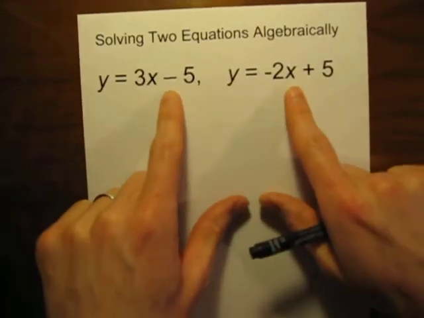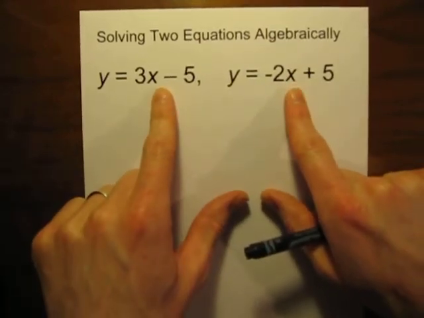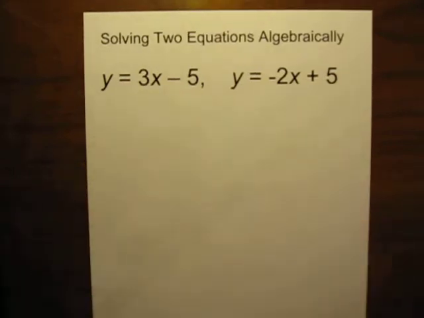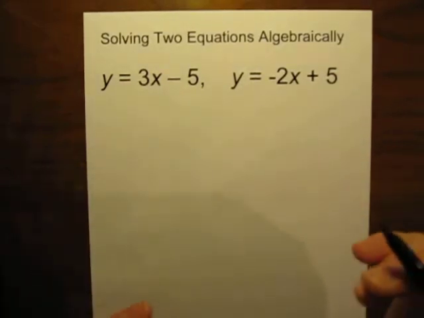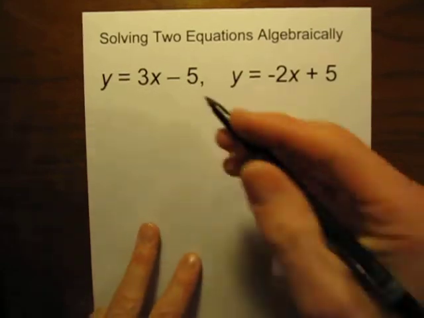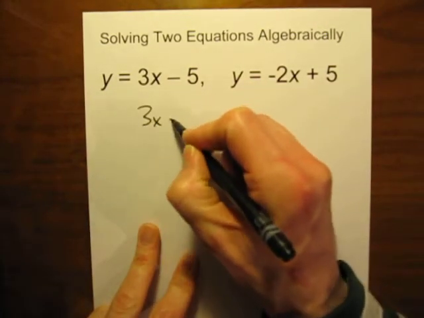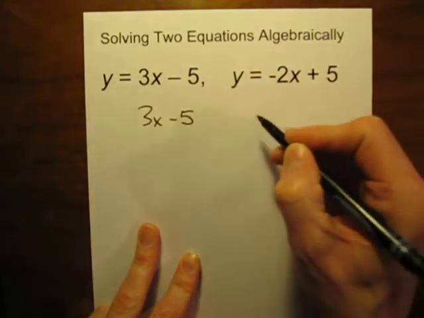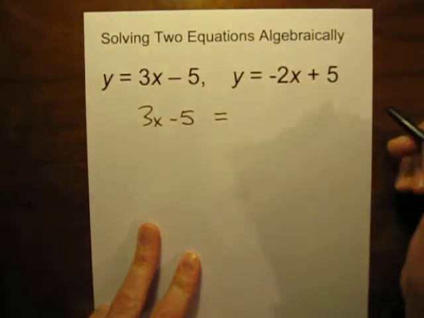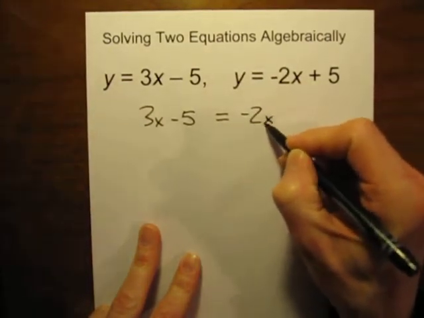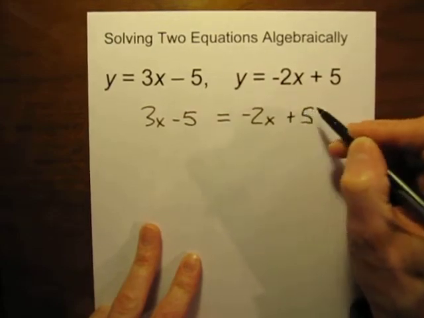So if we want to know where these two equations will meet, where they're going to be the same, let's just rewrite it, making them equal to one another. So let me write 3x minus 5 equals negative 2x plus 5.